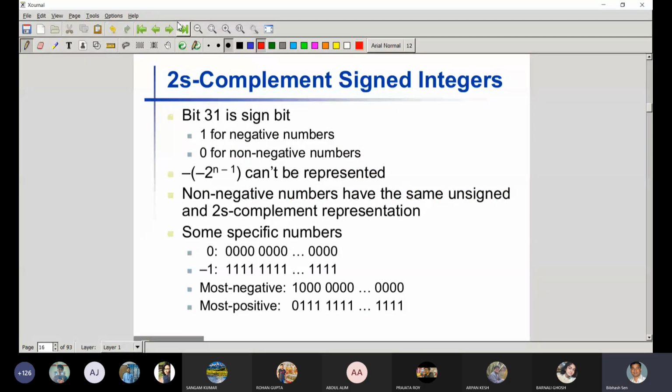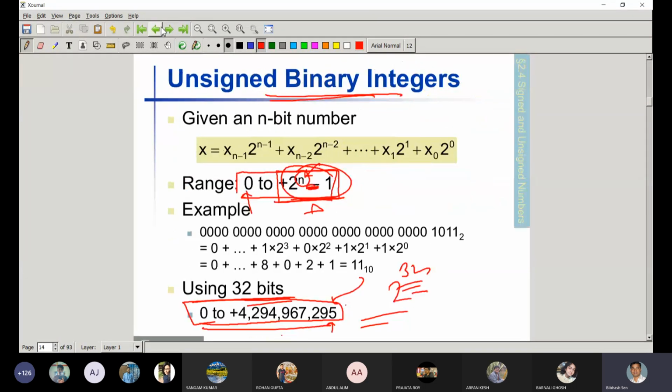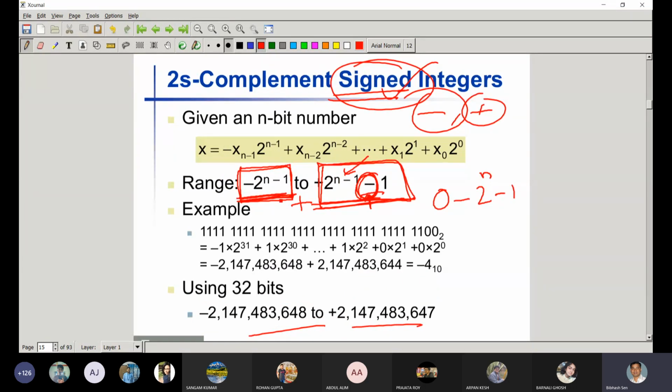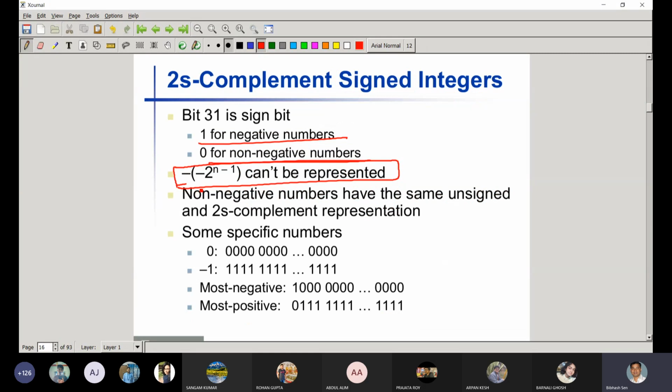Now in two's complement, I think in digital logic we have studied so far, 1 is for negative and 0 for non-negative numbers, and this cannot be represented in our case. So you know this was already mentioned in our example that minus 2 to the power n minus 1 is the lowest value. That's why this is not possible from our side.